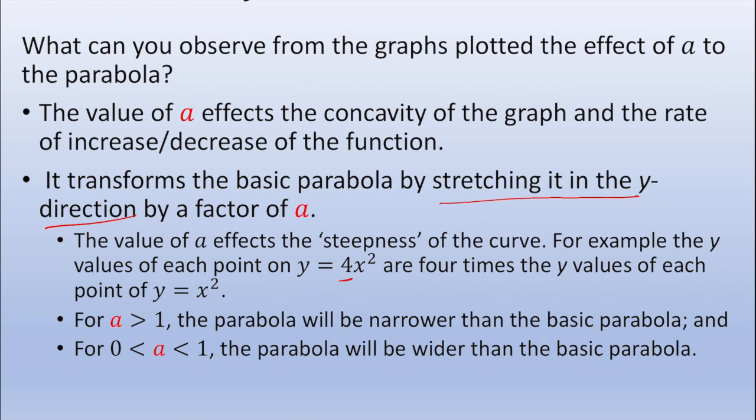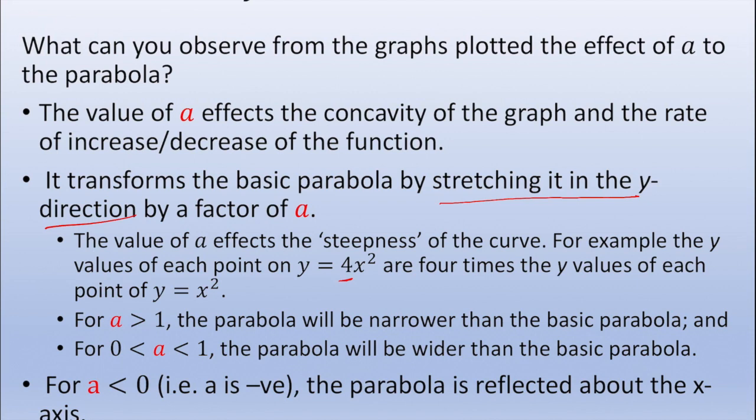So for a greater than 1, the parabola will be narrower than the basic parabola. And for 0 less than a less than 1, the parabola will be wider than the basic parabola. Now, if we have a negative in front, the parabola is actually reflected about the x-axis. So y equals minus 2x squared is a reflection of y equals 2x squared.